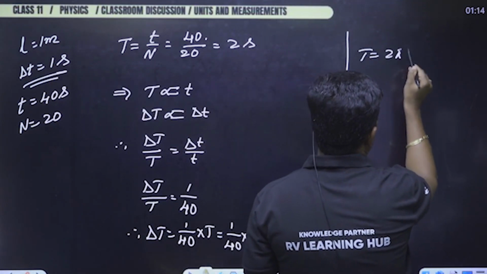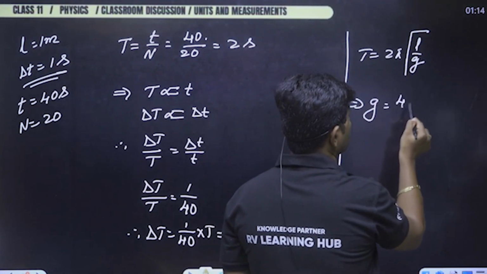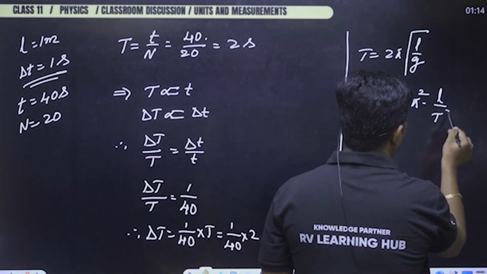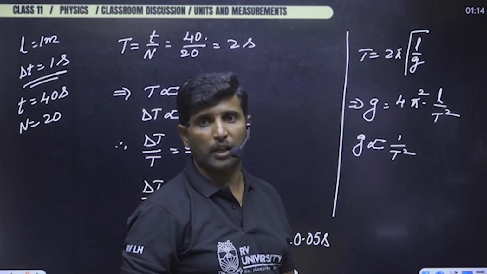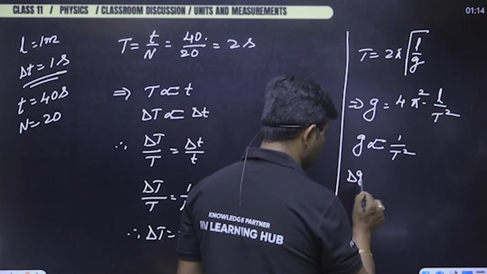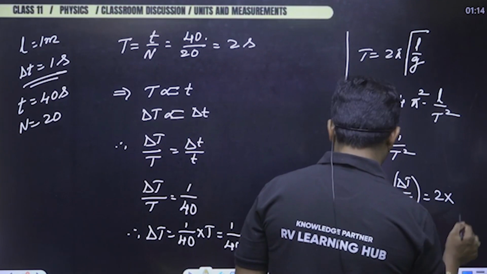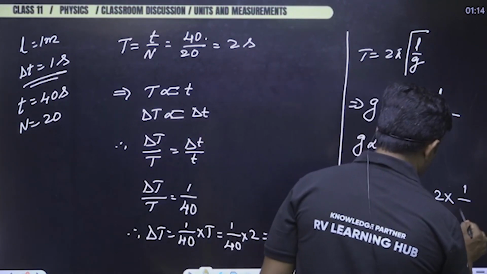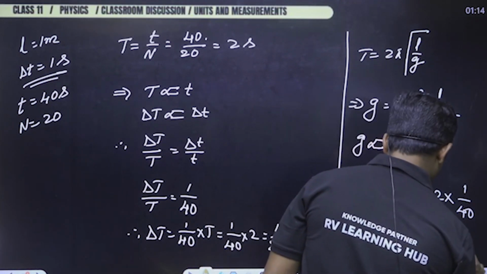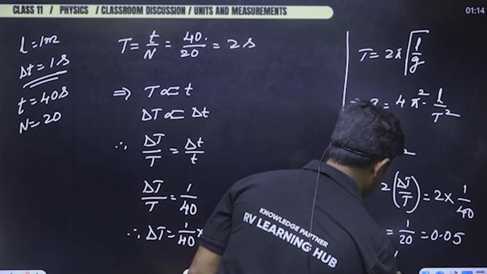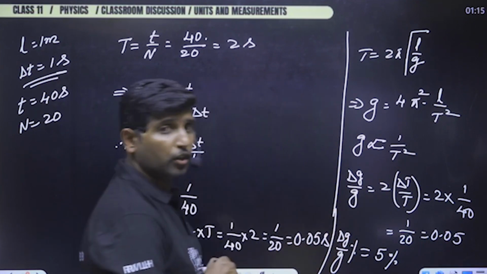Similarly, what is the time period? Time period is equal to 2 pi into root of L by G, ma. So we can write G becomes equal to, see here, 4 pi square into L by T square. That means we can say acceleration due to gravity is inversely proportional to time period square, ma. Therefore, delta G by G is always equal to 2 into delta T by T, ma. So 2 into, what is delta T by T? It is 1 by 40. So you will get 1 by 20, which is nothing but 0.05. Otherwise, you will get 5% as the percentage error in the acceleration due to gravity.